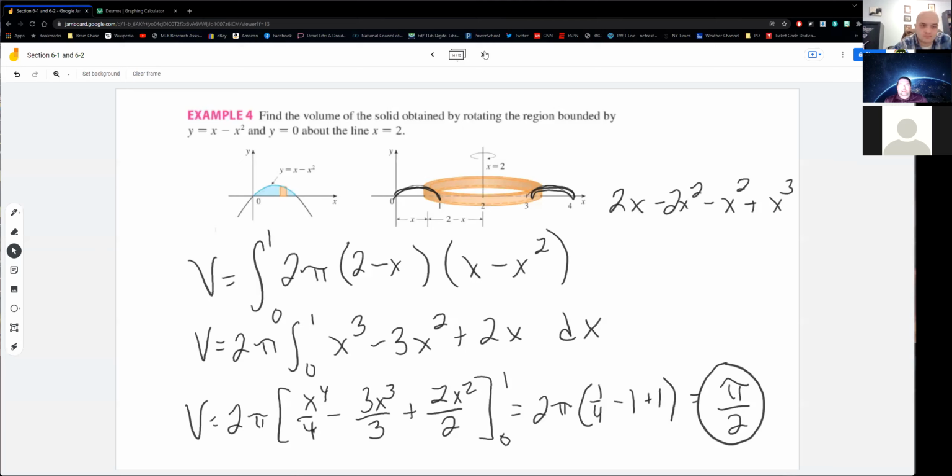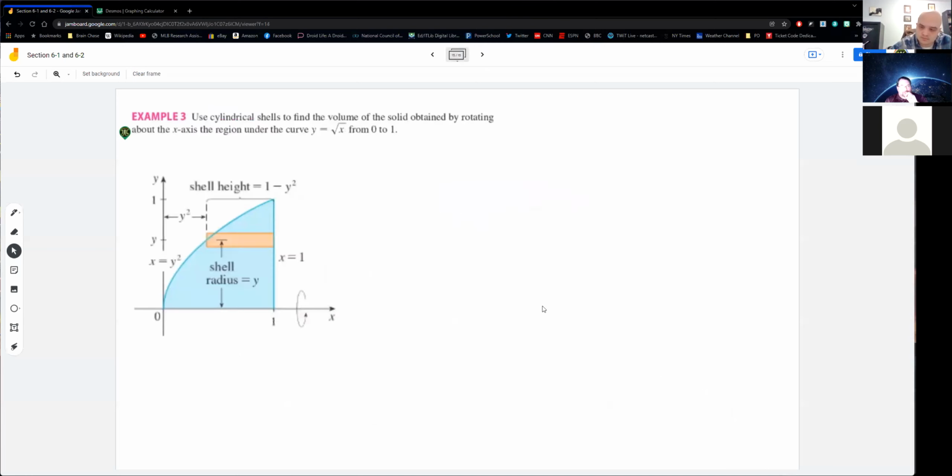All right, one more. Because I do want to do one around the x-axis. All right, so we've got this equation. We've got y equals square root of x. So now this time we want to rotate this around the x-axis. So that means since I'm rotating around the x-axis, I need it solved for x and I need it in terms of y. So this is going to become x equals y squared.